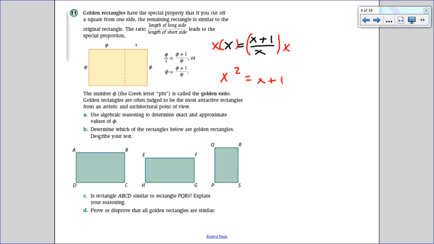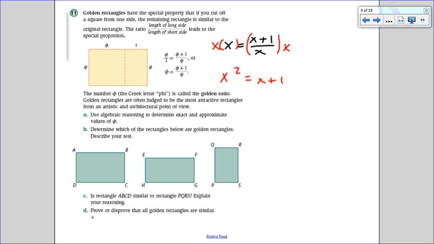Now B asks to determine which are golden rectangles in this case. You actually have to measure it, so you may have to find a ruler. That's why you were given the worksheet, to give you those ratios. And then C is, is rectangle ABCD similar to rectangle PQRS? Again, match up the side lengths and see if that ratio is actually there, whatever that decimal is. If it's close, it's probably a golden rectangle. But then they ask, is one similar to the other?